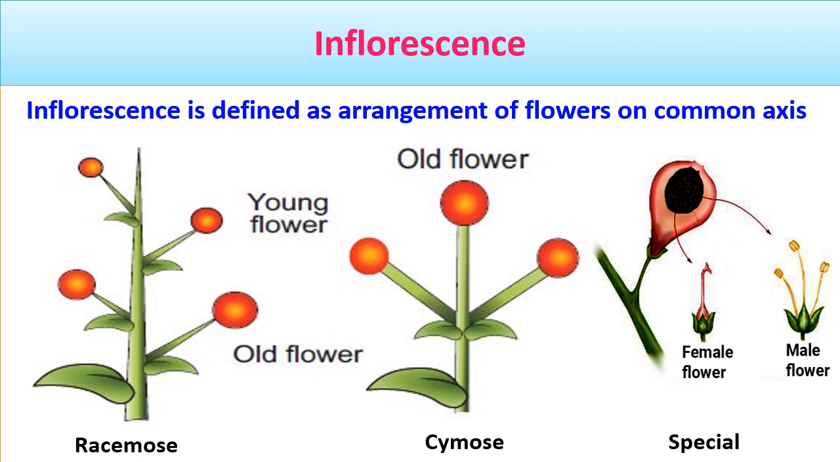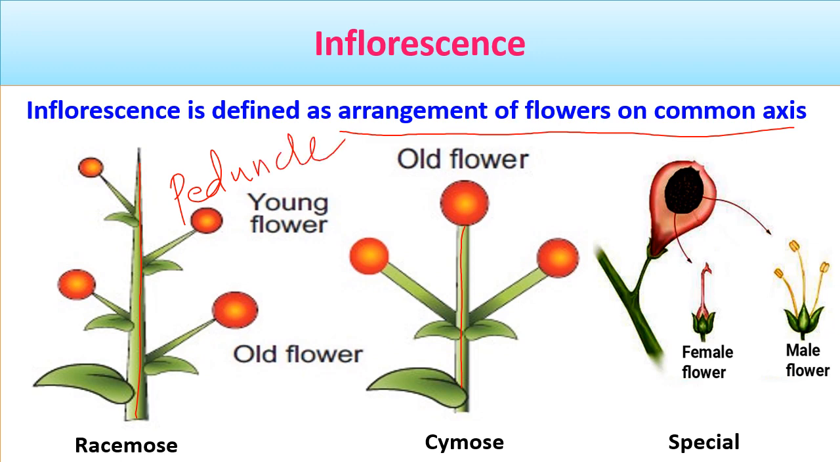So inflorescence is defined as the arrangement of flowers on a common axis, and this common axis of inflorescence is called the peduncle. Now if you look at the first type of inflorescence, that is the racemose type, the axis of inflorescence, that is the peduncle, is of indefinite growth.